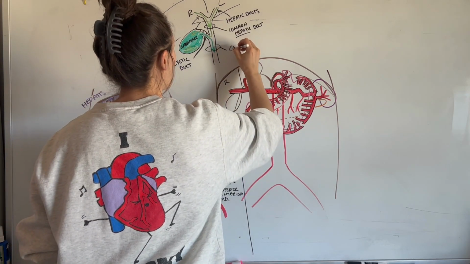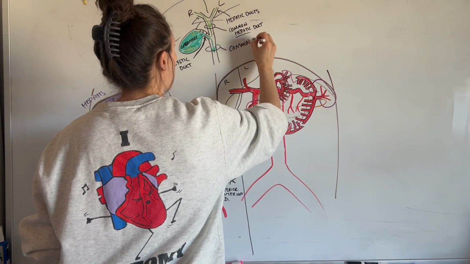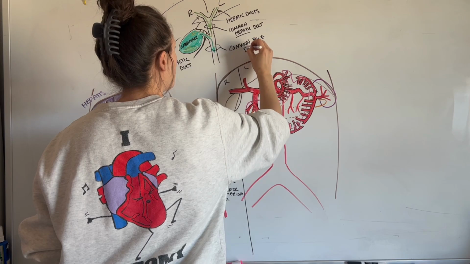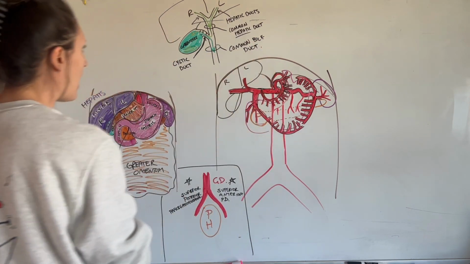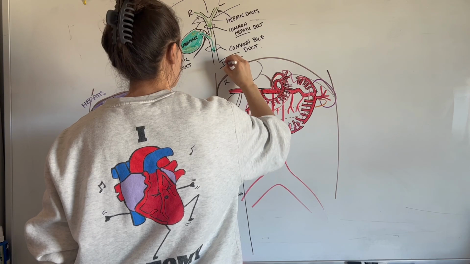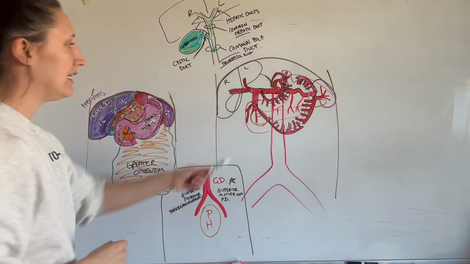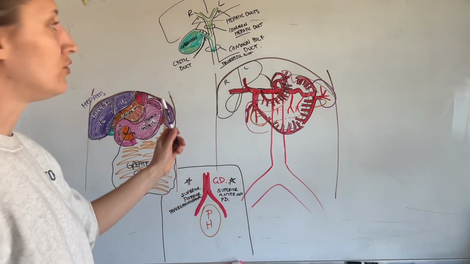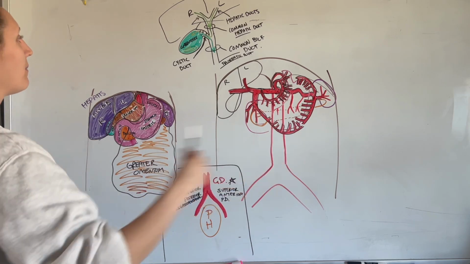So this is called the common bile duct. And the common bile duct will eventually meet up with the pancreatic duct to then secrete into the second portion of your duodenum through your major duodenal papilla.